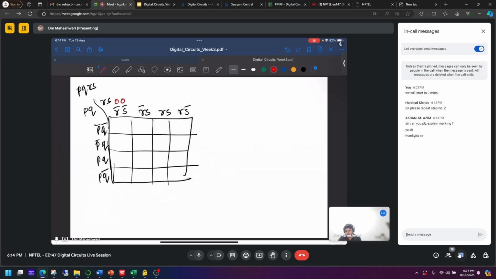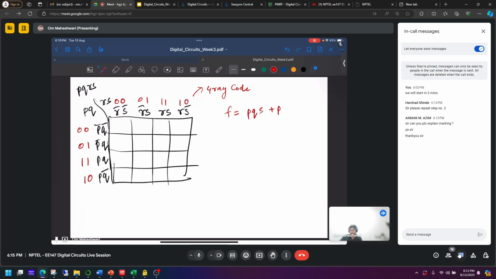This is 0, 0, 0, 1, 1, 1, 1, 0. Here also 0, 0, 0, 1, 1, 1, 1, 0. So this kind of labeling is like we label the K map in gray code. In gray code, this is 0, 1, this is 2 actually, this is 3. So the first step is this: you just give the labels to the K map. Next step, what your function is, that is what you want to solve with K map.